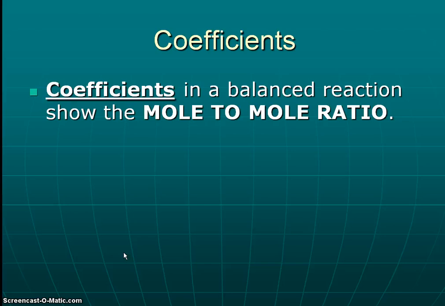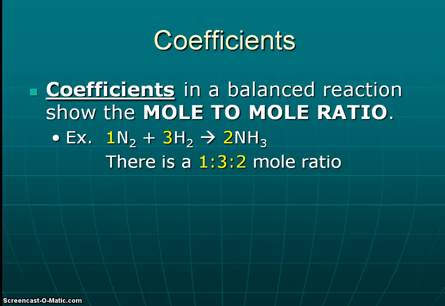The big idea here is that the coefficients, and just to review, the coefficients are those big numbers in front of a chemical. The coefficients in a balanced reaction will show you the mole-to-mole ratio. It's the ratio of 1 mole of something to any moles of something else. So for example, if we have N2 plus H2 yields NH3, the coefficients in front of them, the 1, the 3, and the 2, show you that there's a 1 to 3 to 2 mole ratio, which means you have 1 mole of N2 for every 3 moles of H2, or you have 2 moles of NH3 for every 3 moles of H2.